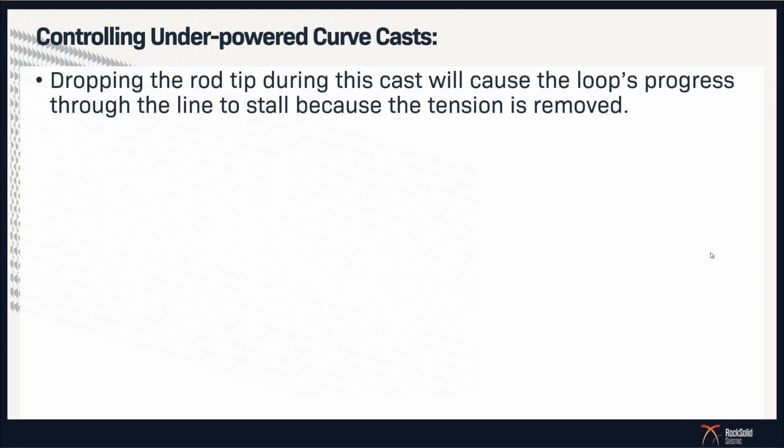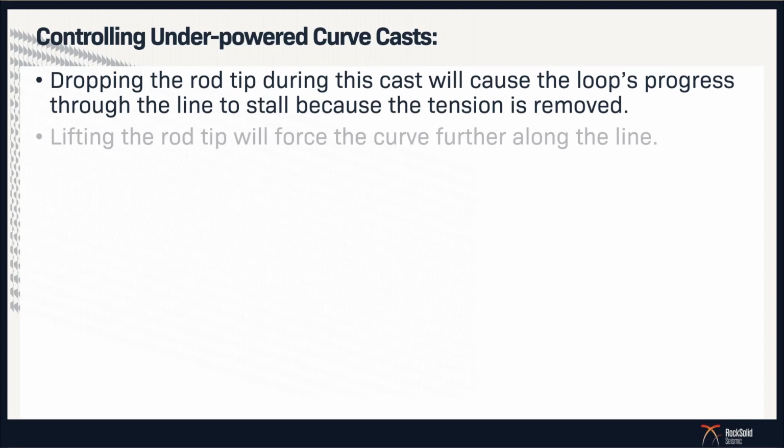Controlling underpowered curve cast. Dropping the rod tip during this cast will cause the loop's progress through the line to stall because the tension is removed. So once we drop the rod tip in an underpowered curve cast, the loop, a wave, stops moving through the line. If we lift the rod tip up, lifting the rod tip will force the curve further along the line, and we may not want that, but we may need it in case we didn't cast quite hard enough to make the target.